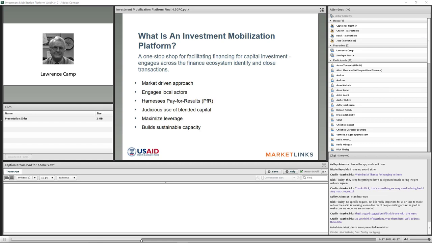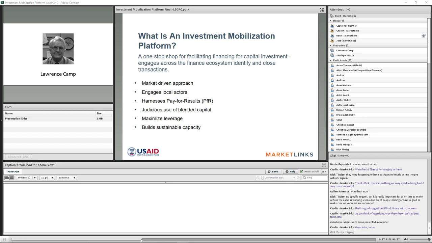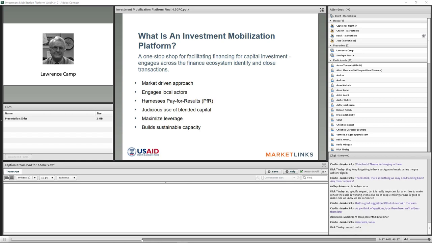It harnesses pay for results to both originate and close transactions, with business advisory services providers paid primarily on a success fee basis, and banks and other finance providers paid only when financing is disbursed. It uses blended capital to increase the yield on transactions or reduce or offset risk premiums for transactions that would have strong economic returns and be important to USAID, but maybe slightly short in terms of the financial returns. It maximizes leverage.